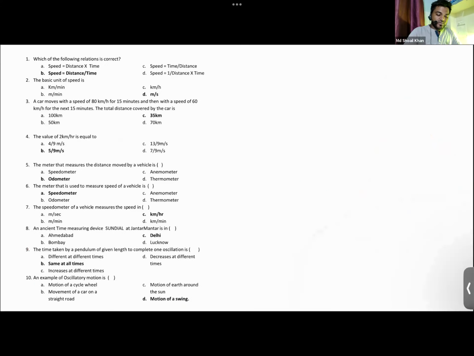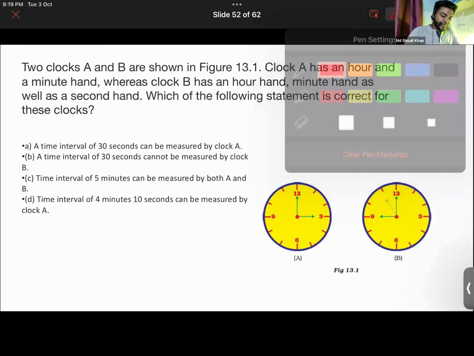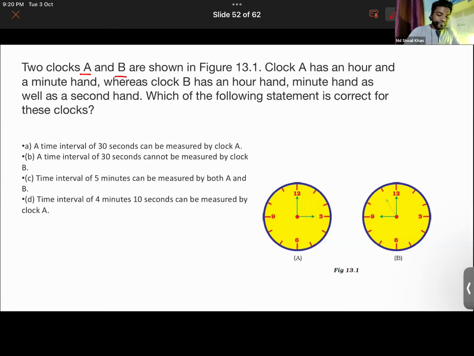Okay, now back to the question. In this question, guys, it is given that there are two clocks, A and B. Clock A has got only two hands, an hour hand and a minute hand, whereas clock B has got all three hands: hour hand, minute hand, as well as second hand. Now read the options and see which option is correct here, using which watch you can measure the time as given in the option.